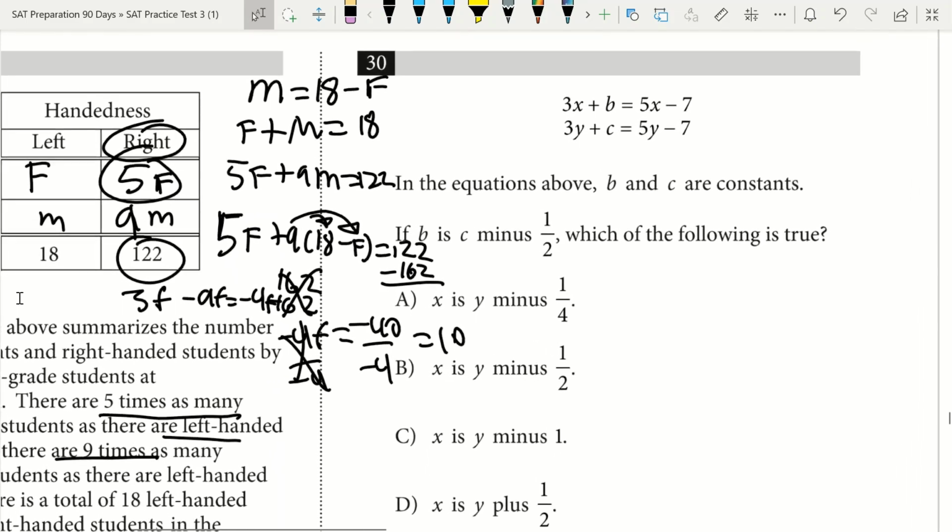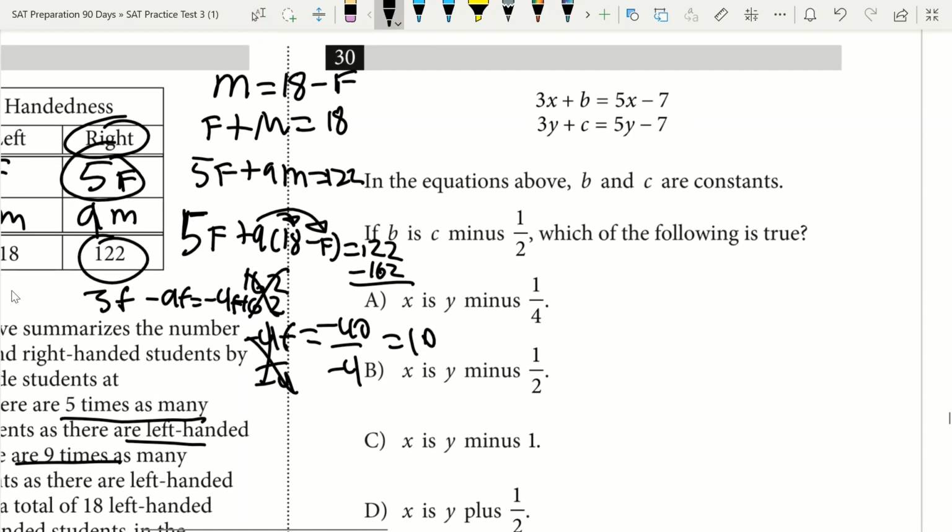All right, now with that, we got our last problem for the math section before we switch to the reading. So we got question 30. In the equation above, B and C are constants. If B is C minus 1/2, so B equals C minus 1/2, which of the following is true?